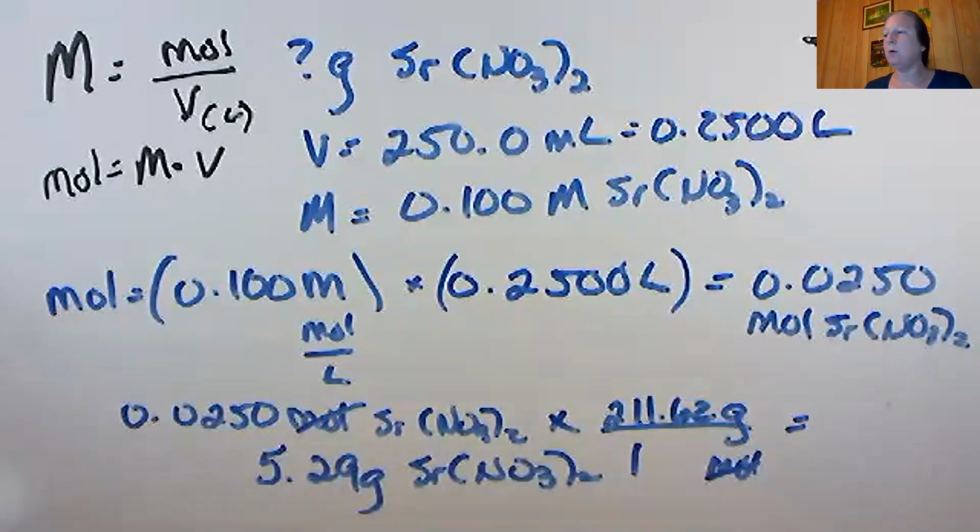So I now know I can make this solution in the lab. I will go to my scale. I will weigh out 5.29 grams. I will put it in my flask, my graduated cylinder actually, not a flask. I will bring the water volume up to 250 mils. Shake it, make sure it's dissolved. There you go. I have my 0.1 molar strontium nitrate solution.